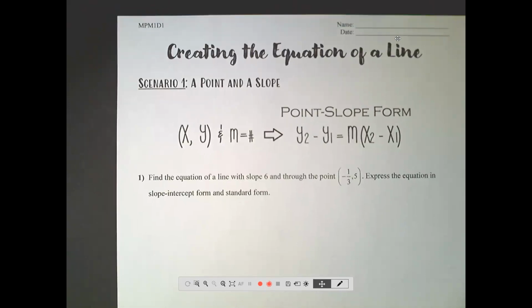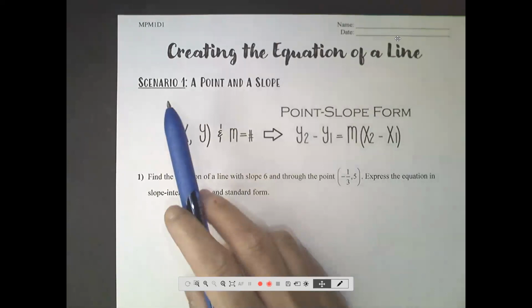So we now have gained enough knowledge to start putting those facts and information together, and our ultimate goal is to try and create the equation of a line. And I'm going to introduce that topic today, and that's what you'll be working on this week. So to create the equation of a line when you don't have a graph in front of you, or you can have a graph, but we're going to start off by not looking at a graph. I'm going to break this up into two different scenarios.